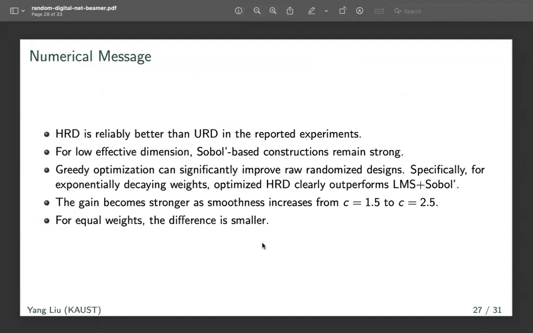Okay, so from this numerical section, we observe that the Hankel random designs consistently perform better than the uniform random design. And the greedy optimization can further improve on these raw randomized designs. For example, we observed that the optimized Hankel random design clearly outperforms the Sobol sequence, and the gain becomes stronger as we increase the smoothness.